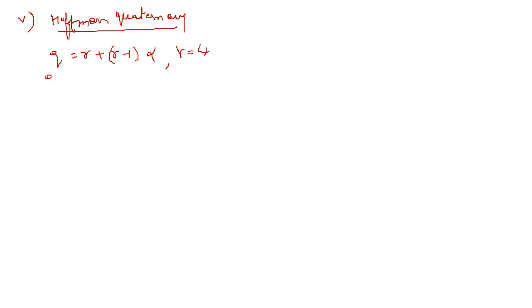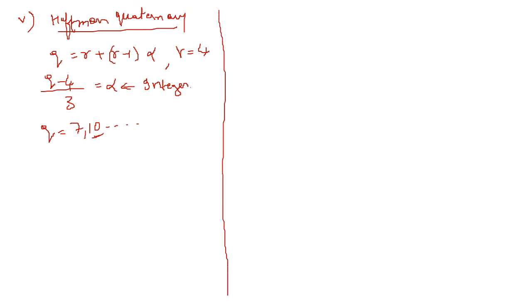The last question in this problem is finding the Huffman quaternary code. For quaternary code also, we need to check one equation, which is given by Q is equal to R plus (R minus 1) times alpha. Here R is equal to 4. So (Q minus 4) divided by 3 is equal to alpha. We need to find the value of Q such that alpha is an integer value. So we are going to get the value of Q as 7, 10 and so on. The nearest value is 10. Hence we are going to insert one symbol with zero probability and solve the problem.